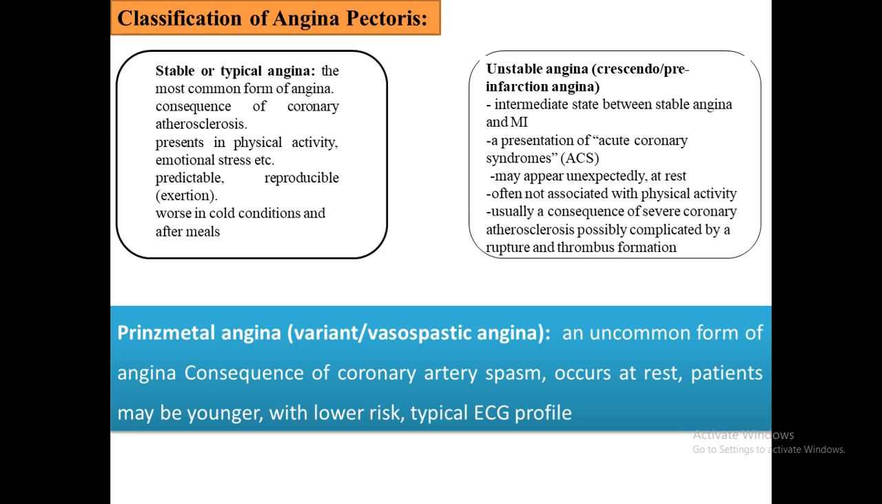And then there is the third, Prinzmetal angina or vasospastic angina, an uncommon form of angina, a consequence of coronary artery spasm, occurring at rest. The patient may be younger with lower risks and a typical ECG profile. If you go through the ECG, you will see the typical ECG profile. It is not associated with arteriosclerosis; it occurs due to coronary artery spasm.